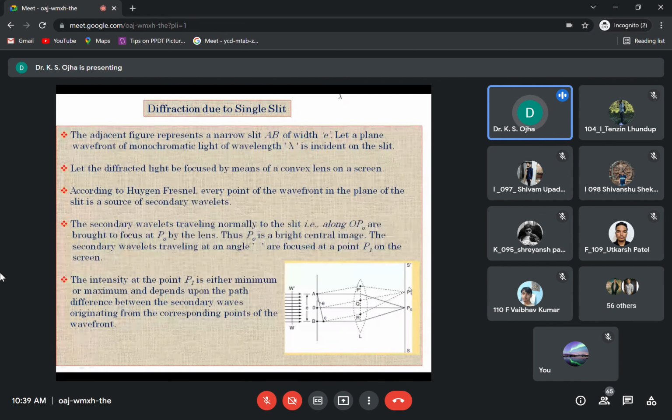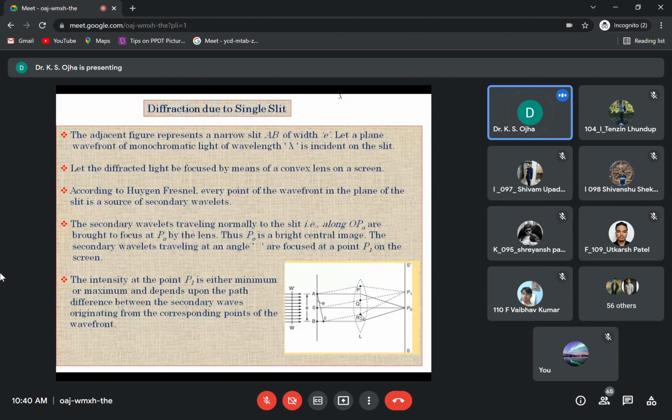At point P1, we don't know if there will be maximum intensity or minimum intensity. We will mathematically see what type of pattern we are getting. But at the center, we will get only the maximum intensity because all the secondary waves reaching point P naught have a constant phase difference. So here, since we are considering the point P1, we will draw a perpendicular AC on the ray BR to find out the path difference.